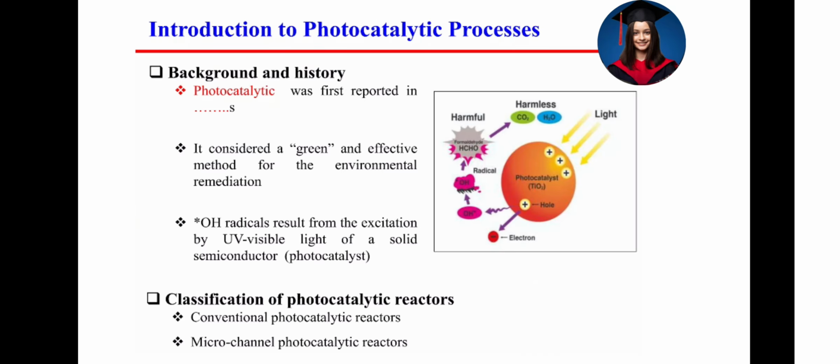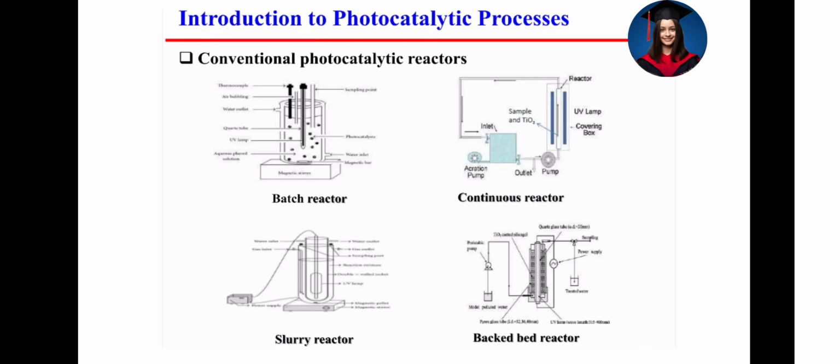Introduction to photocatalytic processes. Background and history. Photocatalysis was first proposed in the 1980s. It was considered a green and effective method for environmental remediation. OH radicals result from excitation by UV visible light of a solid semiconductor photocatalyst. Classification of photocatalytic reactors. Mainly there are two types of photocatalytic reactors: conventional photocatalytic reactors and microchannel photocatalytic reactors.